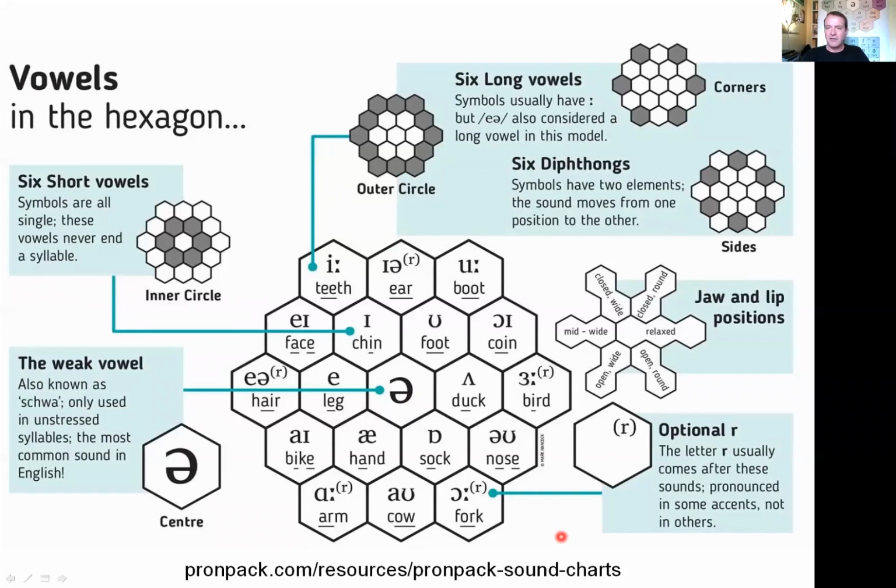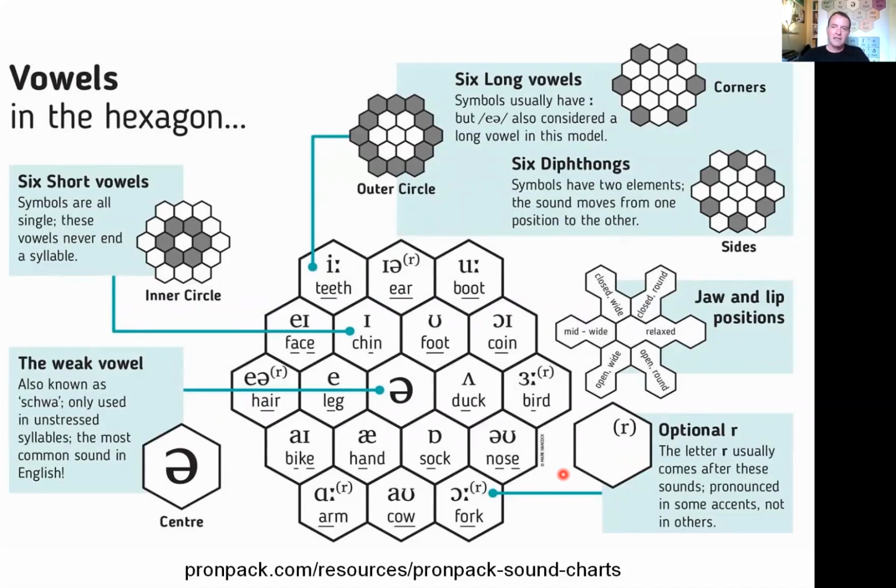Okay, and finally I should mention the R in brackets. These sound charts are intended to be accent neutral as far as possible, because when we're teaching pronunciation, I don't believe we're teaching a specific accent. We're teaching the system in any accent.